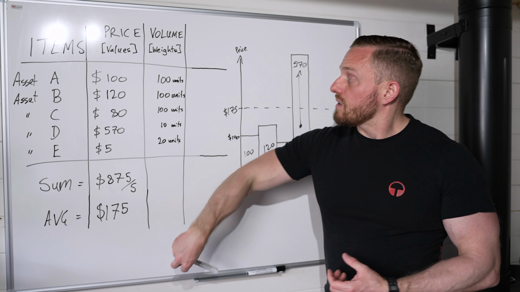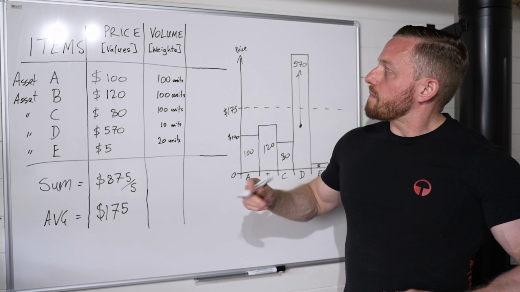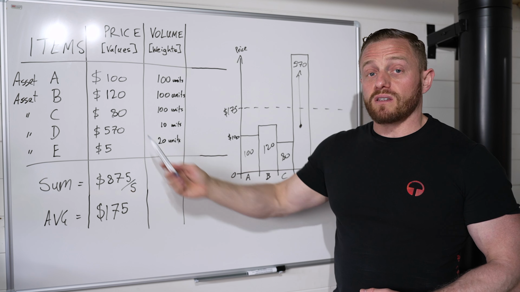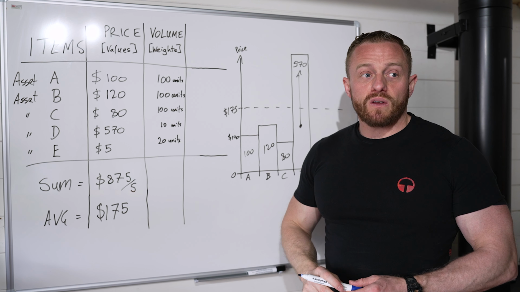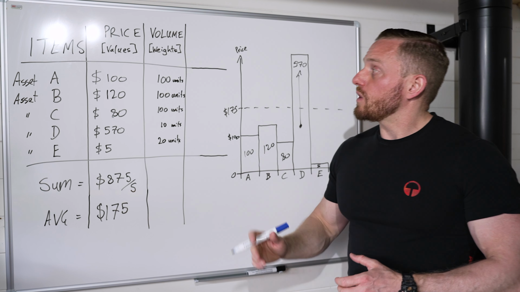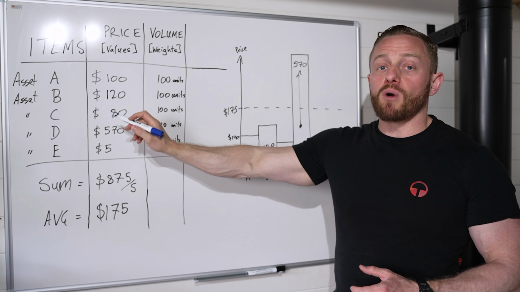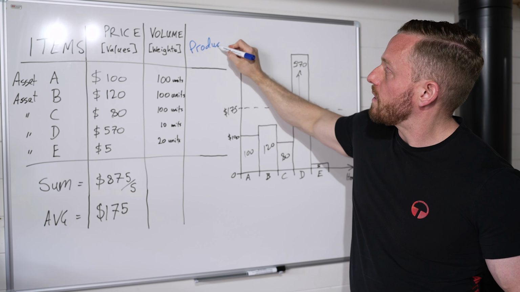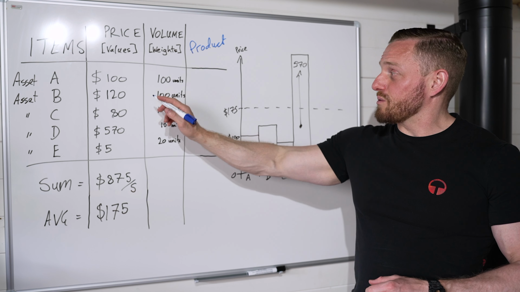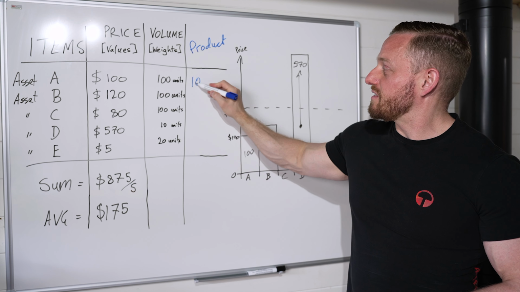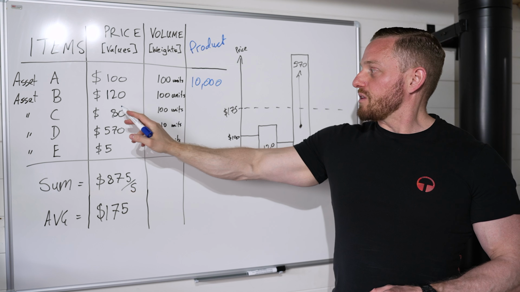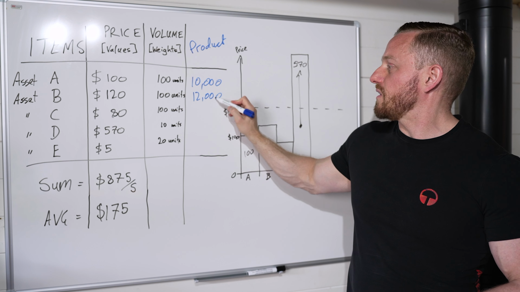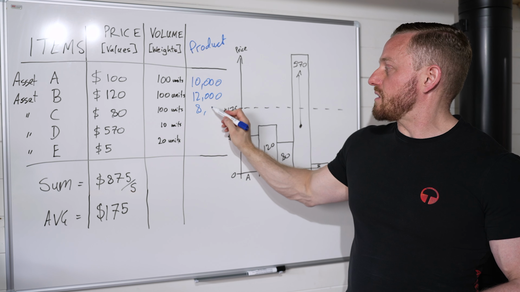because that's the majority of the activity in the market. So here I've put on the volumes that have been bought and sold in these 5 assets, and to calculate the weighted average we just take the product or the multiplier of these. So the product. So 100 times 100 is 10,000. 120 times 100 is 12,000. 80 times 100 is 8,000.